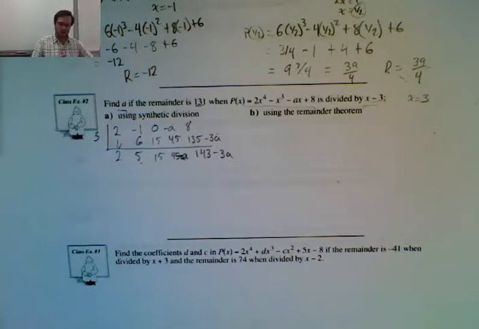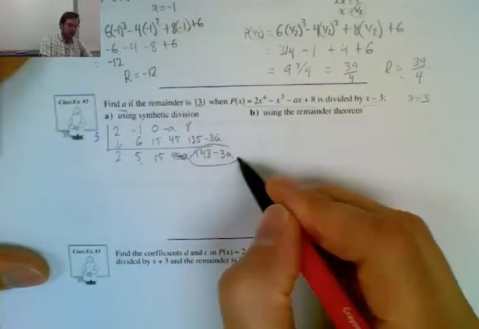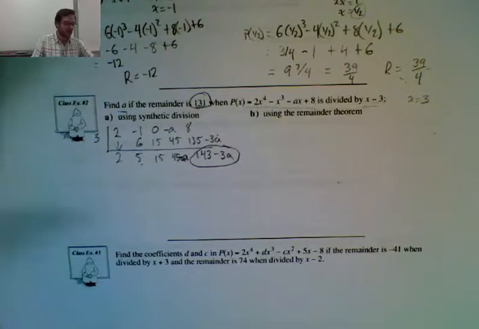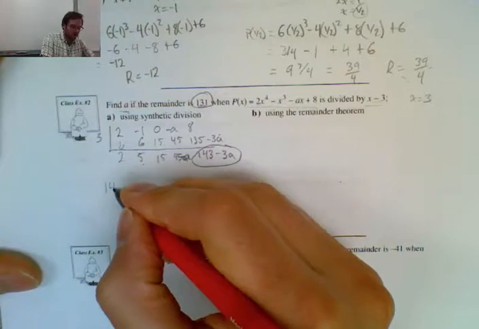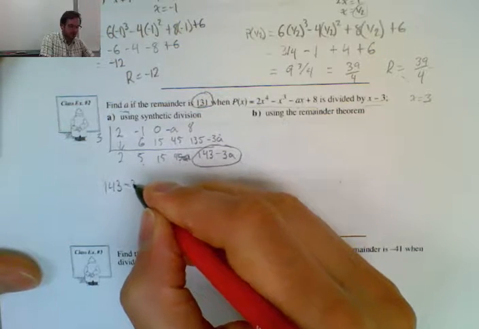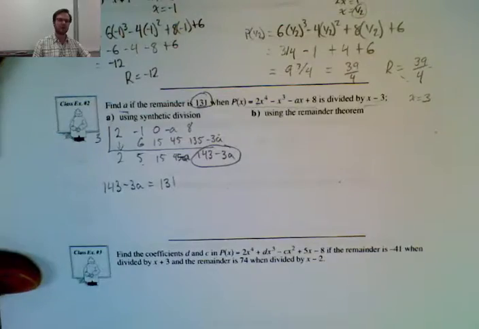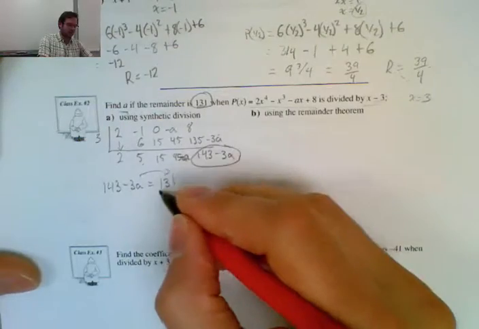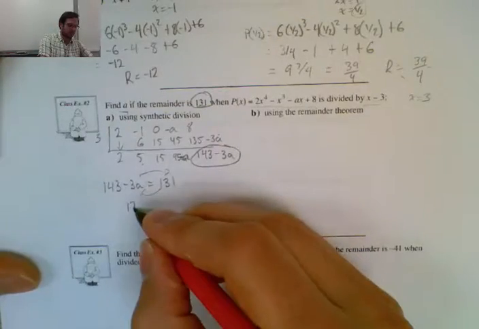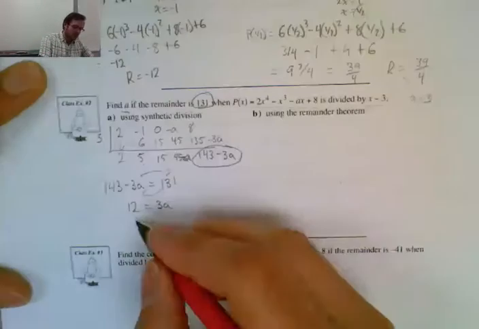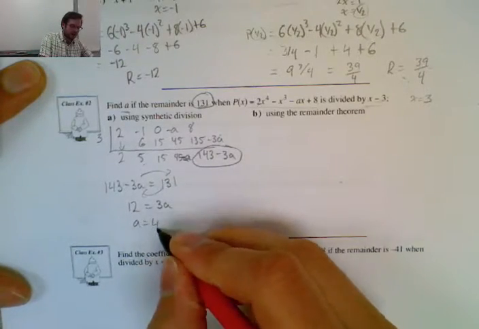Alright? Okay, so now when I look at this, this here is my remainder. And we know my remainder is equal to 131. So we're going to set that up. We're going to have 143 subtract 3a is equal to 131. Okay? Now, we're just going to solve for a. So I'm going to move my a's to this side and my numbers to that side. So I'm going to end up getting 12 is equal to 3a. Divide both sides now by 3. And I end up getting a is equal to 4.